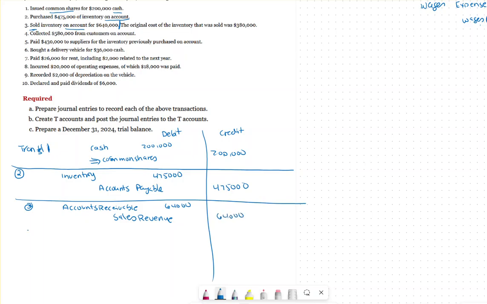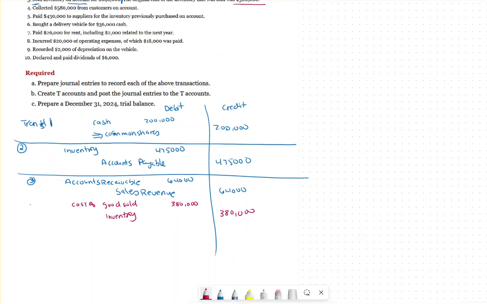In number three, we have two transactions, and then you're going to have a cost of goods sold. So we are going to debit my cost of goods sold, and credit will be my inventory, because if you sold this inventory to the customer, it's worth $380,000. So we bought it for 380,000 and we sold it for 640,000. So we're making a lot of money. So then going to number 4.